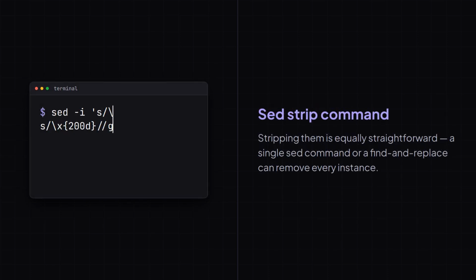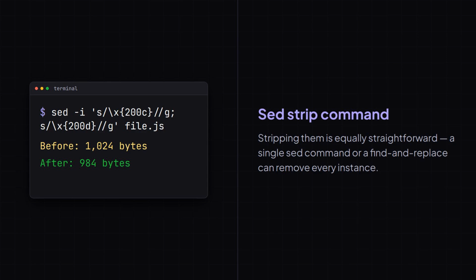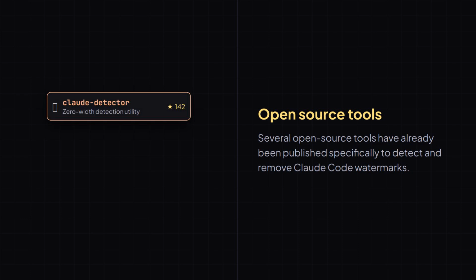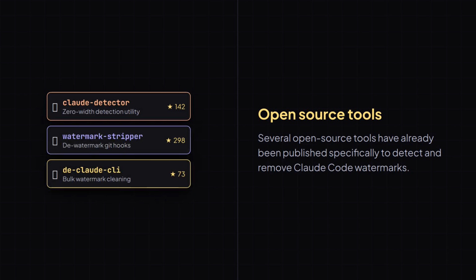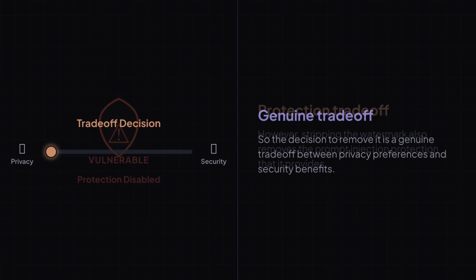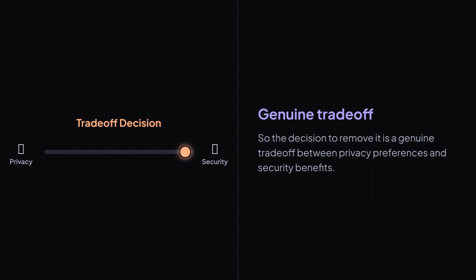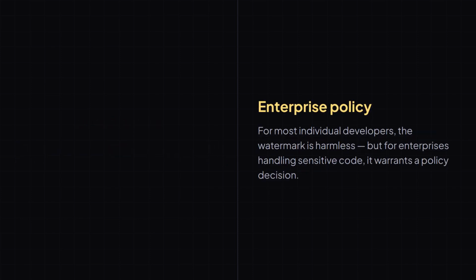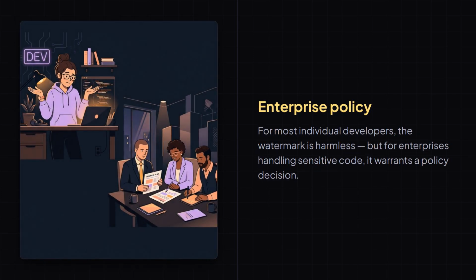Stripping them is equally straightforward. A single sed command or a find and replace can remove every instance. Several open-source tools have already been published specifically to detect and remove Claude Code watermarks. However, stripping the watermark also removes the prompt injection protection that it provides. So the decision to remove it is a genuine trade-off between privacy preferences and security benefits. For most individual developers, the watermark is harmless, but for enterprises handling sensitive code, it warrants a policy decision.